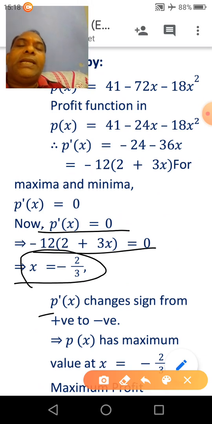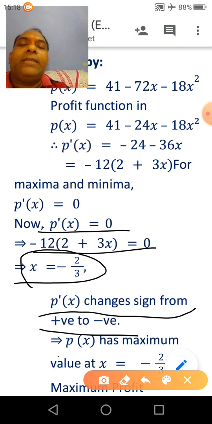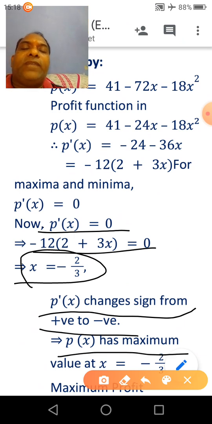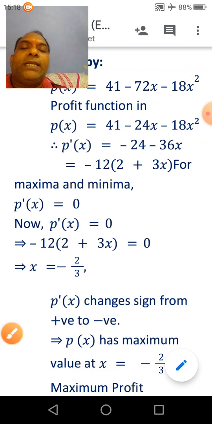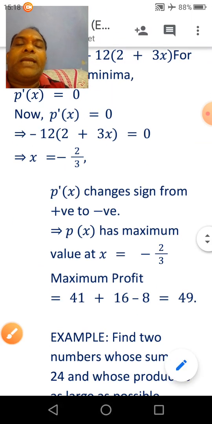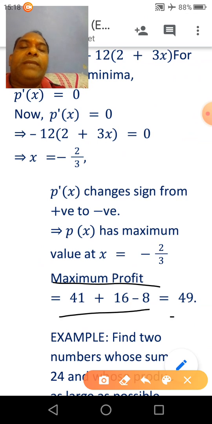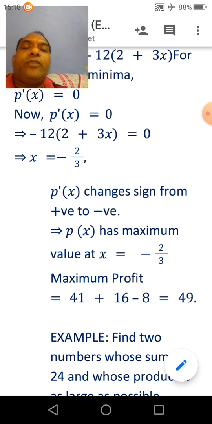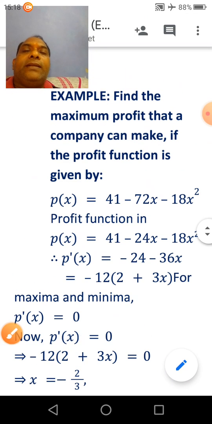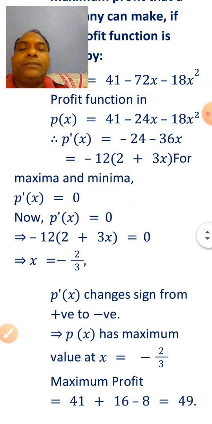Now p'(x) changes sign from positive to negative. It implies that p(x) has a maximum value at x is equal to minus 2 by 3. So the maximum profit will be, putting x is equal to minus 2 by 3 in the profit function, equal to 49. So the maximum profit is 49. Clear, students?